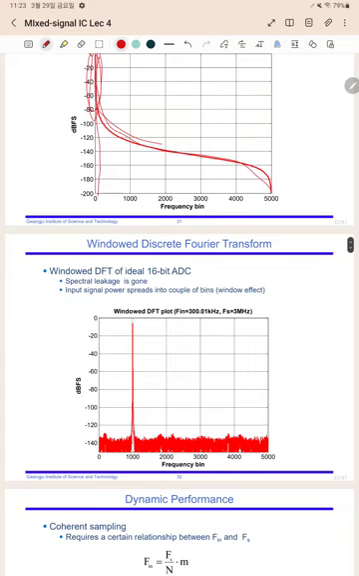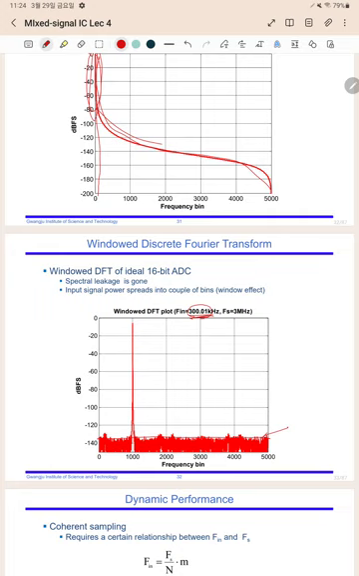Okay, so we can still keep this input frequency, but now we remove the spectral leakage, right? And then, because your spectral leakage is gone, we start to see that quantization noise, which is the flat random quantization noise, right? Because of this frequency.